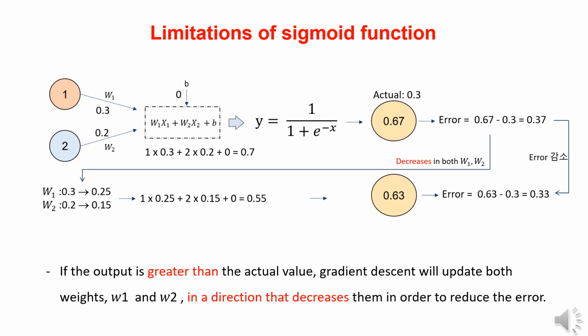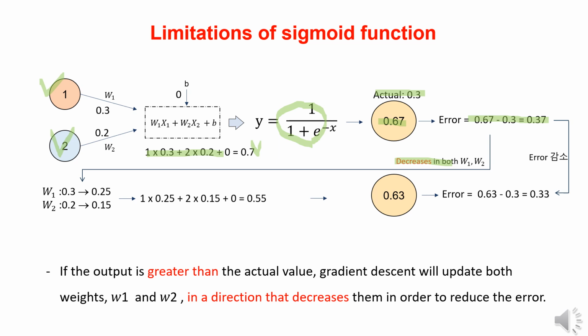Let's explain another limitation of the sigmoid function. For example, let's say we have two input values of 1 and 2, and after multiplying these by their weights and summing them, the result is 0.7. Passing this value through the sigmoid function gives an output of 0.67. Now, if the actual value is 0.3, the error between the output and the actual value is 0.37.